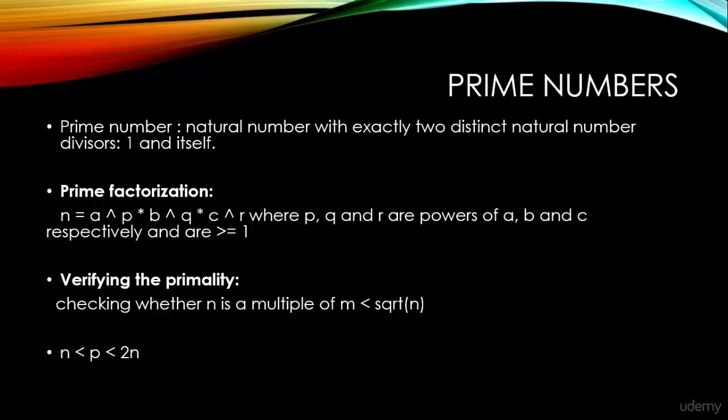All prime numbers except 2 and 5 end in 1, 3, 7, or 9, since numbers ending in 0, 2, 4, 6, or 8 are multiples of 2, and numbers ending in 0 or 5 are multiples of 5. Similarly, all prime numbers above 3 are of the form 6n minus 1 or 6n plus 1 because all other numbers are divisible by 2 or 3.